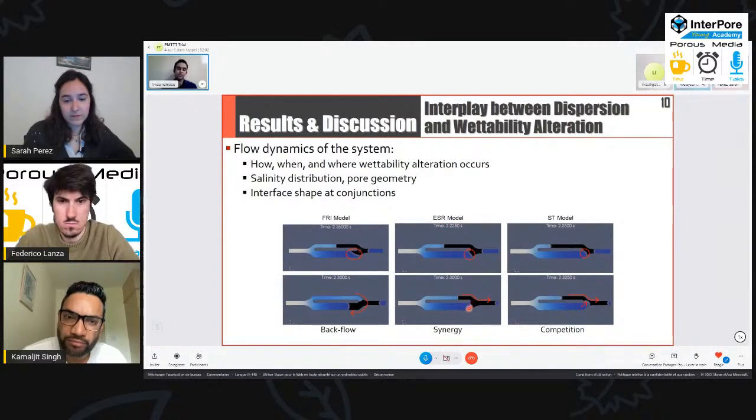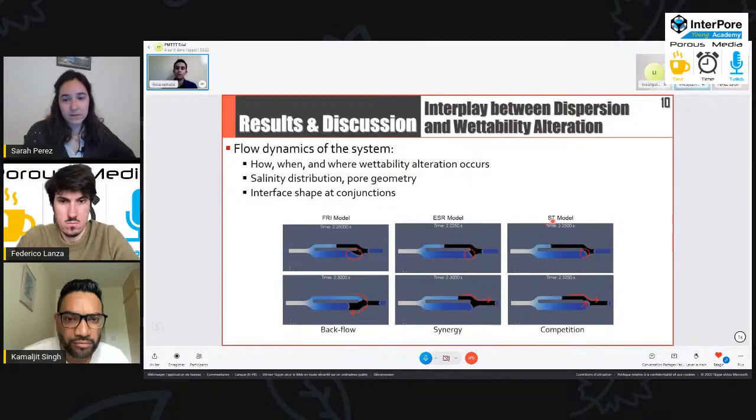At the intermediate state, using the ESR model, it is less water wet at this outlet, and less oil backflow will occur. At this stage, we have a synergy between capillary forces and viscous forces. Capillary forces are acting in the smaller channel, and the viscous forces in the larger channel, and both of them very effectively push the oil out of the system, and we can see a high recovery.